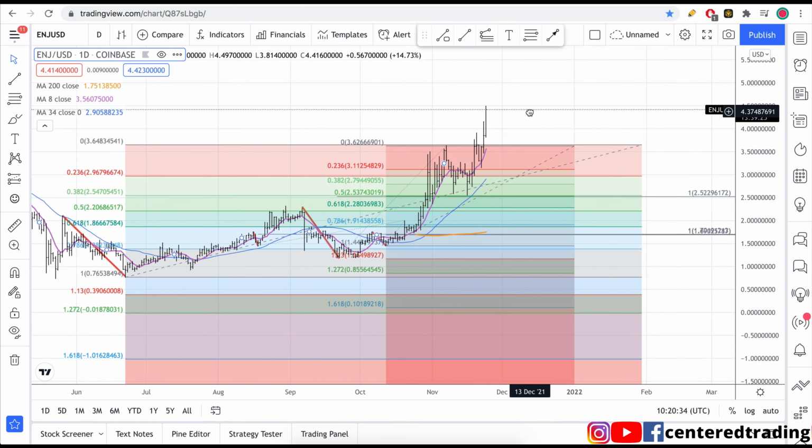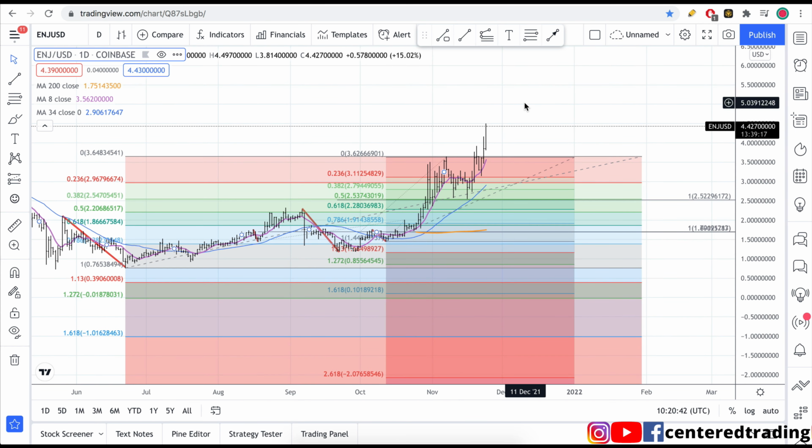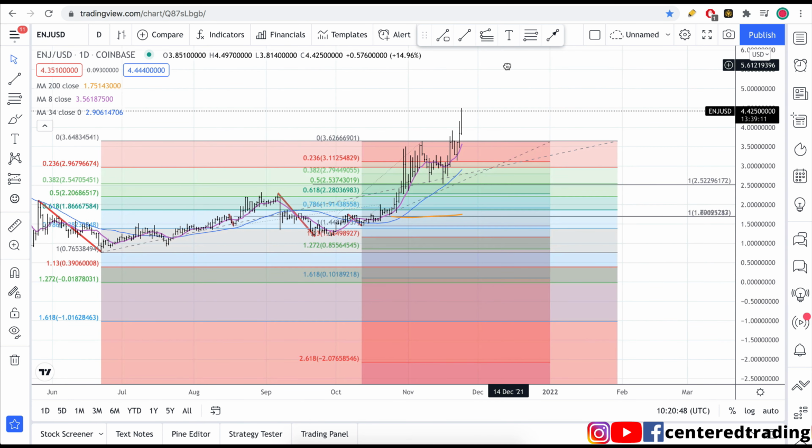Jumping back to our chart, and that's exactly what Enjin did. It continues that move to the upside above that 200 moving average on the hourly chart, and that's where you position size correctly, setting your stop below this pivot low. So where do we go from here?